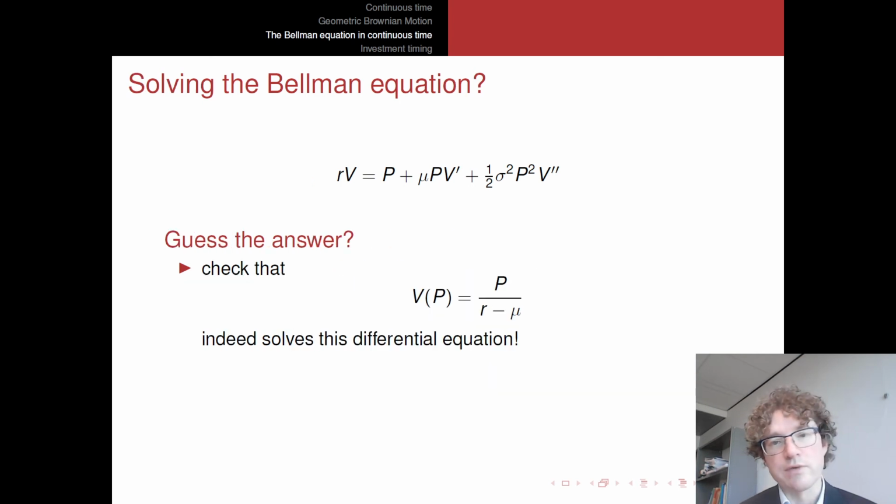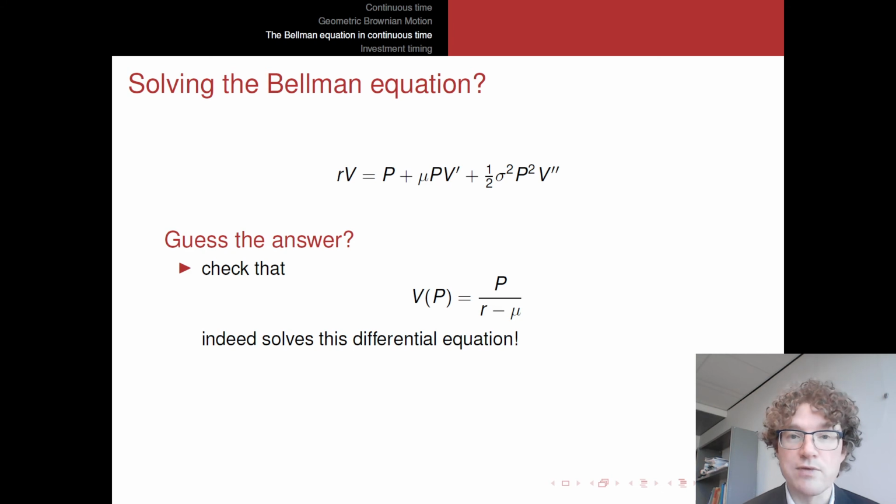So how do we solve this? Well, let's try to solve this for this particular case in which the cash flows are indeed this price which is moving according to geometric Brownian motion. So this is again the growing perpetuity thing. So how can we solve it?